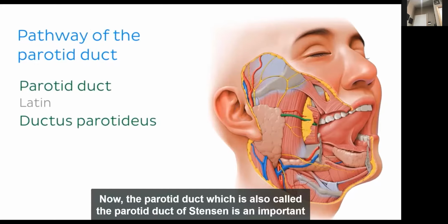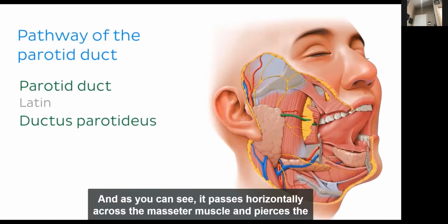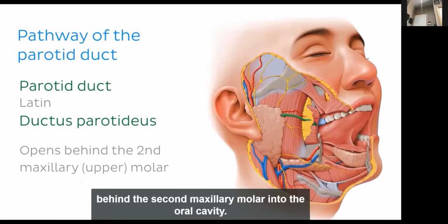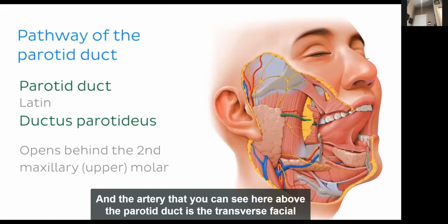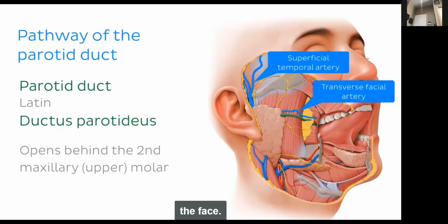Now, the parotid duct, which is also called the parotid duct of Stenson, is an important structure because it serves as the path that saliva takes from the parotid gland to the mouth. And as you can see, it passes horizontally across the masseter muscle and pierces the buccinator muscle, and you can see both of those highlighted in blue, to open up behind the 2nd maxillary molar into the oral cavity. And the artery that you can see here above the parotid duct is the transverse facial artery, which is a branch of the superficial temporal artery, also seen here, that runs across the face.